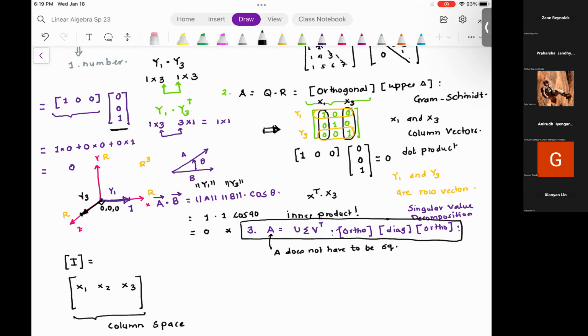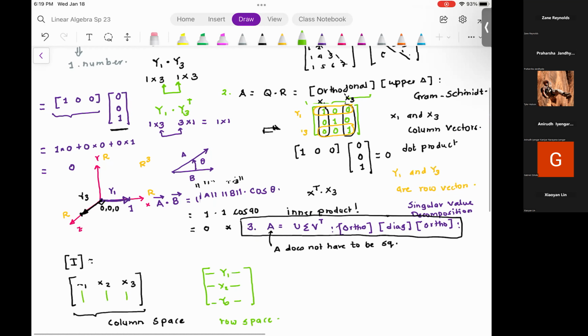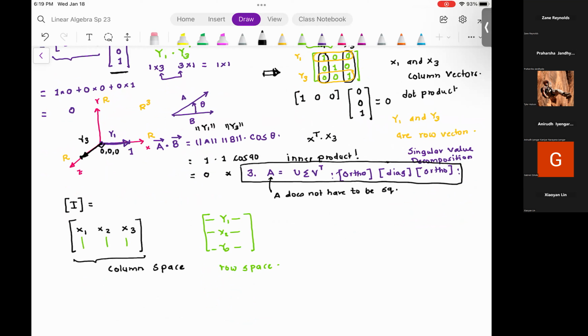The same matrix has something called y1, y2, and y3. So x1, x2, x3 is the column space. y1, y2, and y3 is called the row space. And these matrix decompositions are inherently related to this column space and row space formulation.